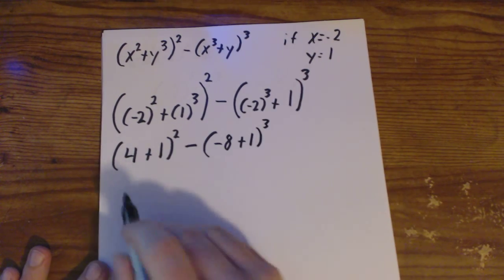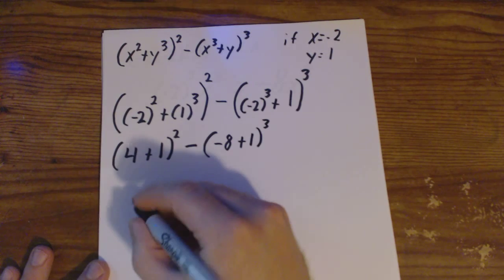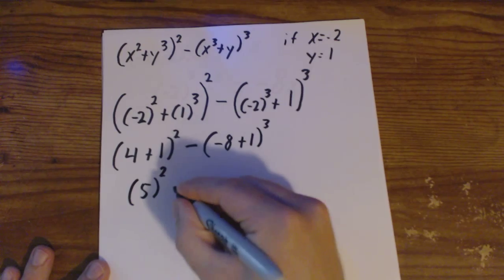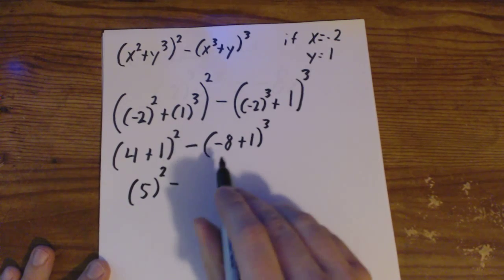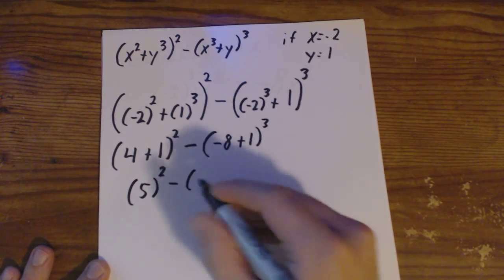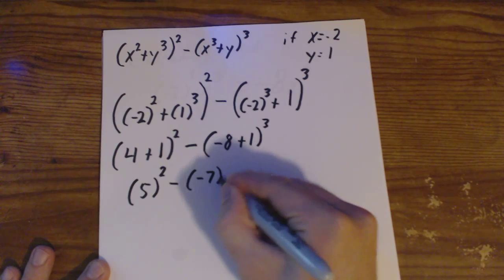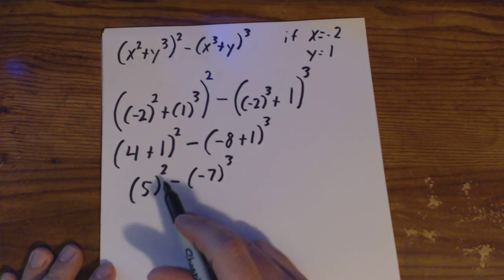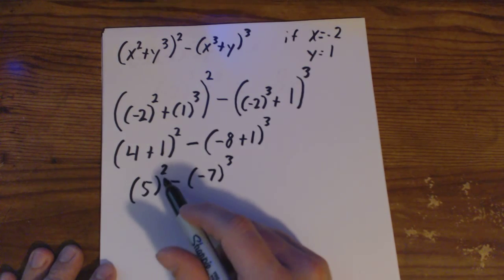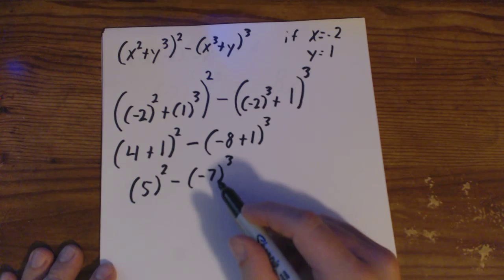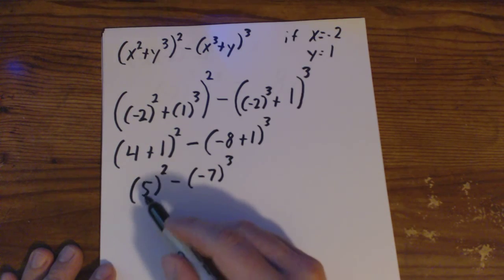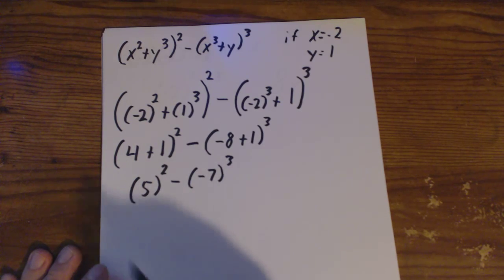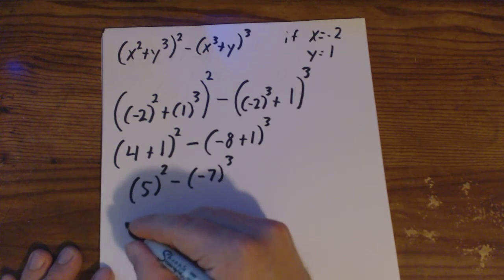Always make sure that we're not losing any of these exponents. Okay, let's simplify within these parentheses. We're going to have 4 plus 1 is 5. So we have 5 squared minus -8 plus 1 is going to be -7 to the third power. Now, 5 squared should be pretty easy. When I say squared, we're referring to the second power. When I say cubed, you're referring to the third power. Things to the second and third power are so common that we have nicknames for them, squared and cubed. 5 times 5, you should know, is 25.